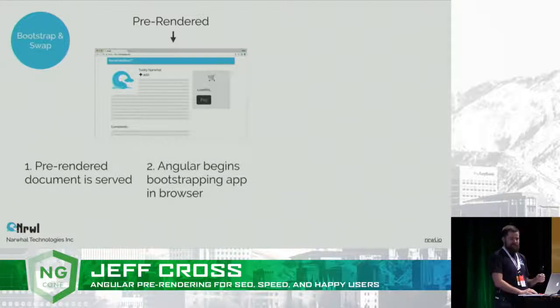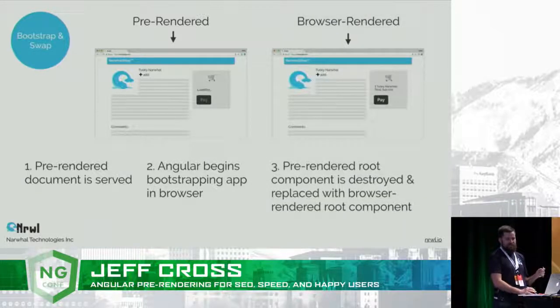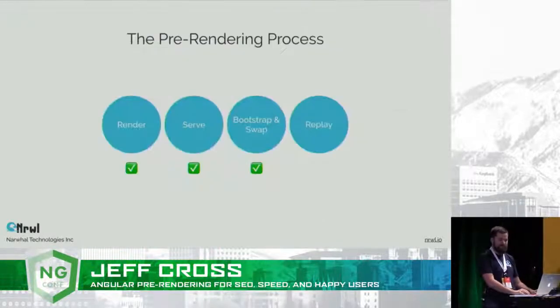And then when that's loaded, Angular loads and begins bootstrapping the app in the browser. And when it's done bootstrapping, it will destroy the previous element that was returned from the server, and then it will take over with its own new element with completely pre-rendered interactive dynamic content. And we can see my shopping cart is now active. It took over where the old shopping cart was, and it's got my dynamic data. So that's the bootstrap process.